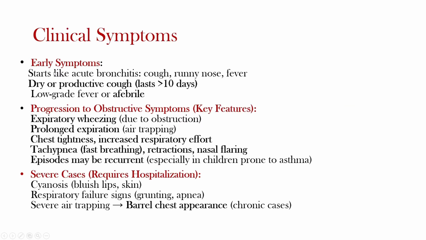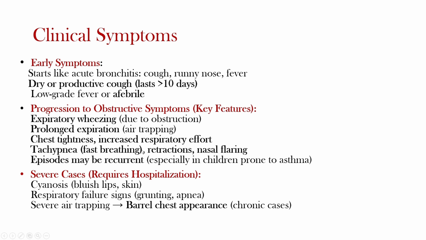So, the early symptoms: it will start like acute bronchitis, cough, runny nose, fever. We'll have a dry or productive cough. We'll have a low-grade fever. Then it will progress to obstructive symptoms. We'll have expiratory wheezing. We already heard it there. We'll have a prolonged expiration, so the child will have a hard time breathing the air out. And you'll have chest tightening, increased respiratory effort, tachypnea, fast breathing, retractions, nasal flaring.